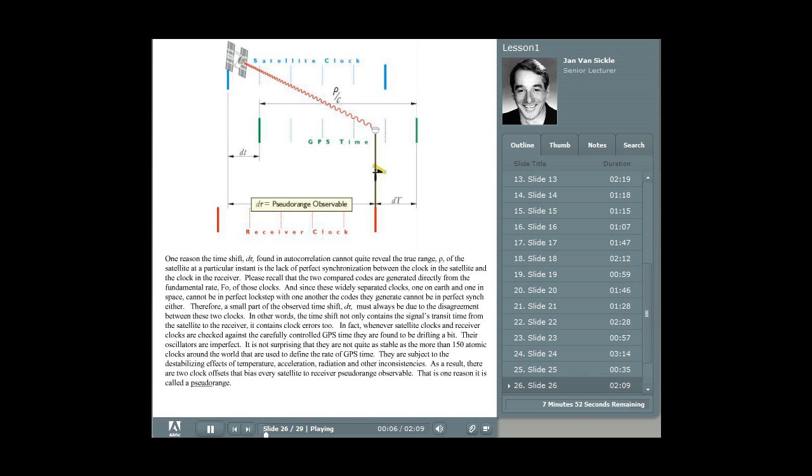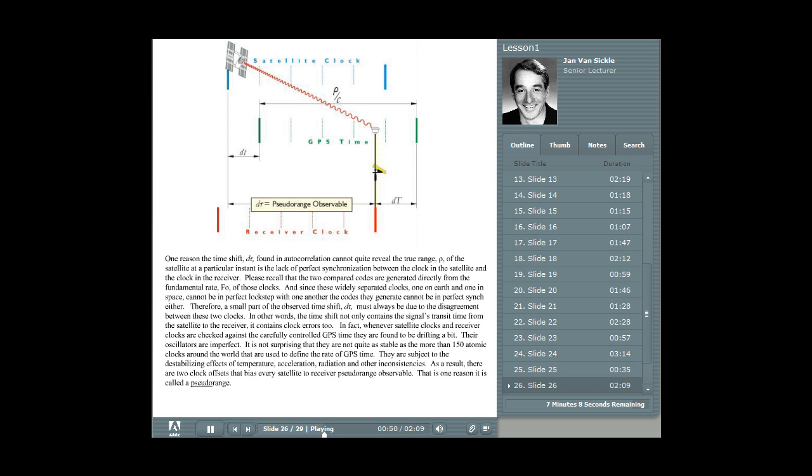But one of the reasons that this isn't the whole story is something mentioned earlier, in that the clock in the satellite, the frequency standard or oscillator, and the clock in the receiver are not perfectly in sync. They cannot be. So therefore, GPS time, as we mentioned earlier, is shown here in the green, the satellite clock in the upper in blue, and the receiver clock in the lower in red. Now, the difference between the satellite clock's time and GPS time is shown in d small t. The difference in the receiver's clock from GPS time is shown in d large T.